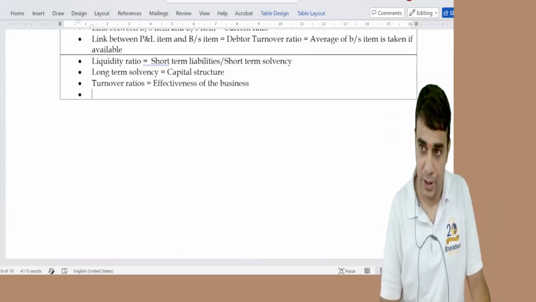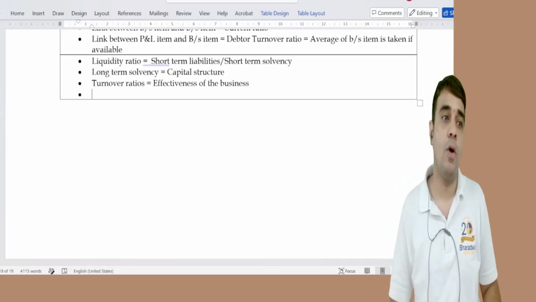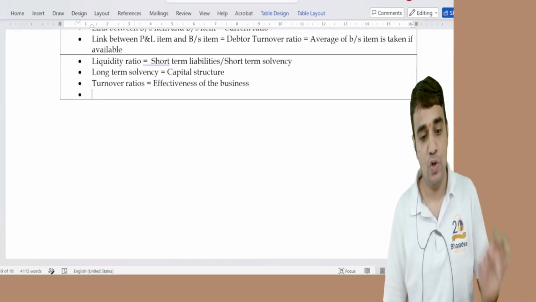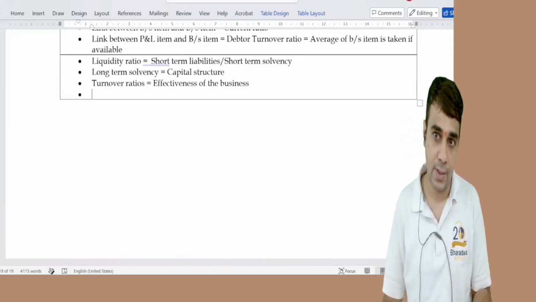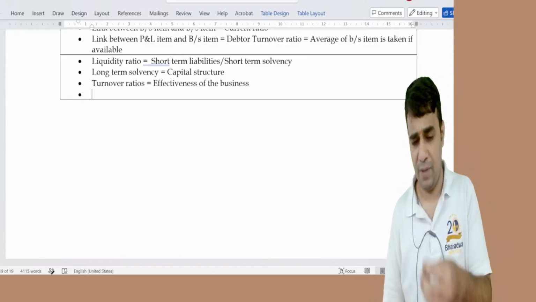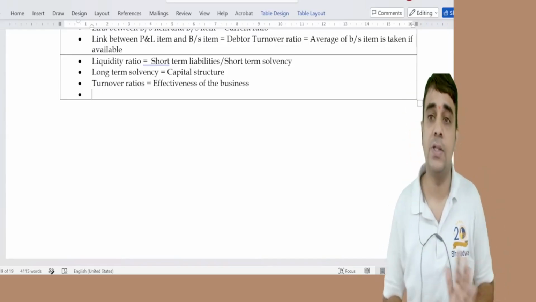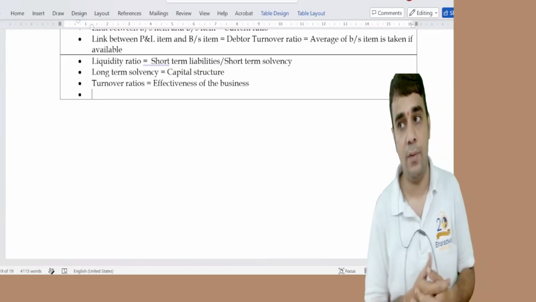Faster the rotation, more profit you will make. That is called turnover ratio. You may want to measure the effectiveness of stock turnover, debtors turnover, your fixed assets turnover. A lot of ratios are there. All that we'll see later. So third is turnover ratio, which measures how effectively we are rotating the money.